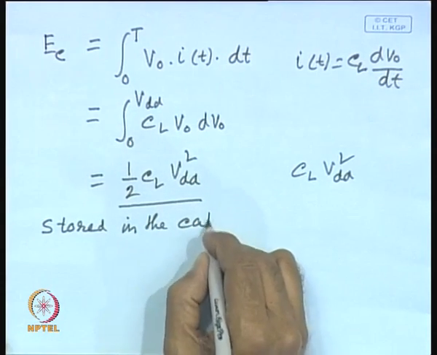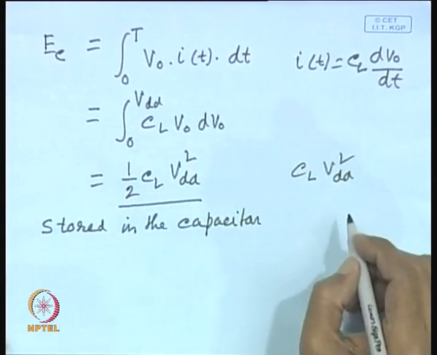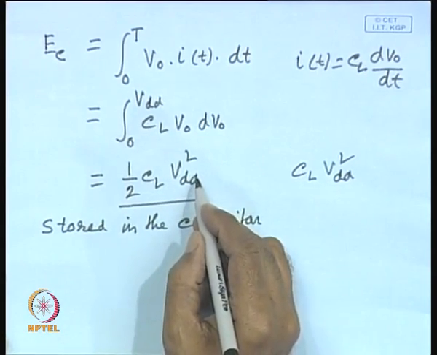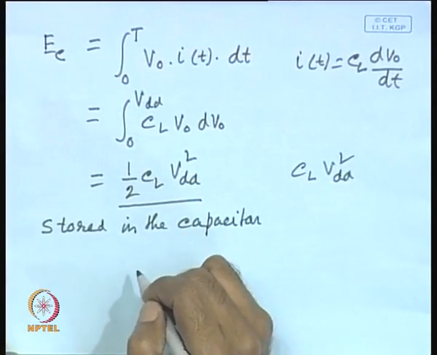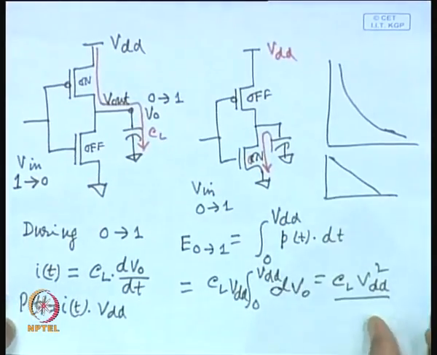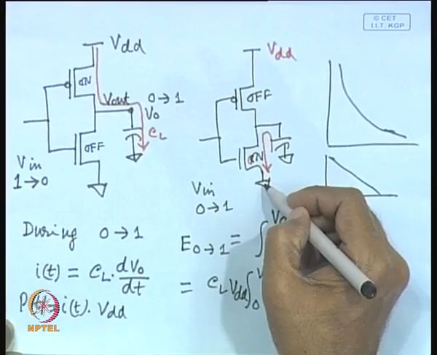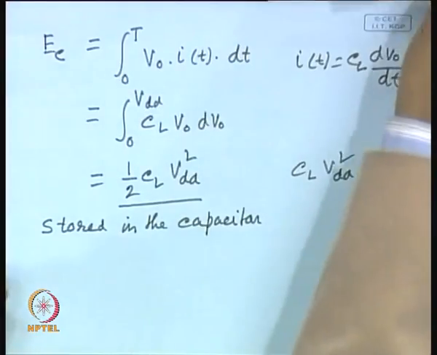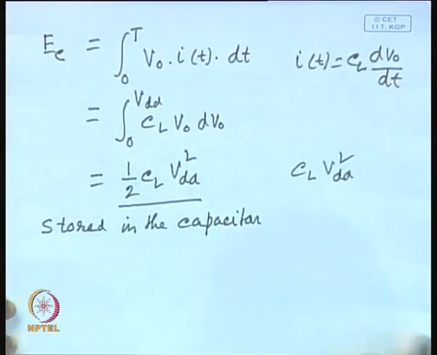and the remaining half, CL VDD square, gets dissipated in the PMOS transistor network, or it can be a single PMOS transistor in the case of an inverter. This remaining half of the energy will be dissipated whenever the output switches from 1 to 0. So, half of the energy drawn from the power source gets dissipated while charging the capacitor to raise the voltage from 0 to 1, and the remaining half is dissipated when the output switches from 1 to 0.